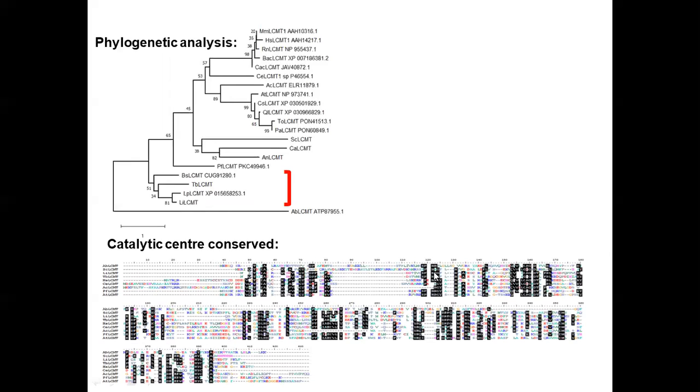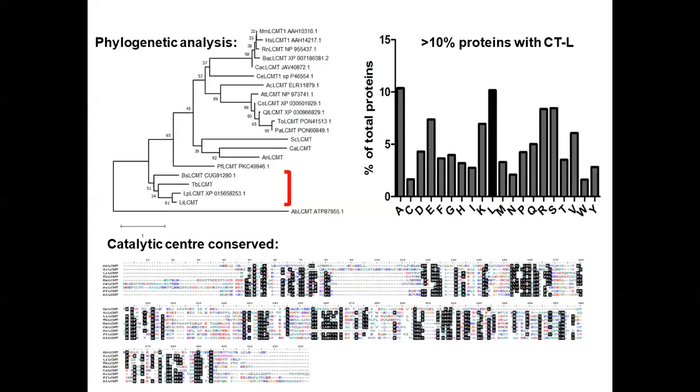Now, to be really important for the biology of Leishmania, it should have sufficient substrate in the proteome of Leishmania. When we analyzed almost 8,000 proteins in Leishmania, we found that more than 10% of those 8,000 proteins contain a C-terminal leucine. So all of these proteins can have a possibility of being a substrate of this enzyme, and therefore this enzyme might play a very crucial role in the biology of Leishmania.